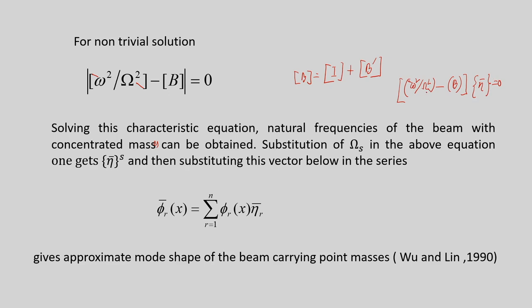So when you find the capital omega, the natural frequency of the beam carrying concentrated masses, then you can find the relative values of eta bar. So therefore we can now write that the approximate mode shape of this beam carrying concentrated mass is nothing but phi r x equal to summation r equal to 1 to n of phi r x eta bar r. So this is actually your mode shape of the beam carrying concentrated masses, but remember that it will not give the exact mode shape because the number of modes that we have taken is limited, that is n, but with increase of higher mode number it may be close to the actual mode shape.